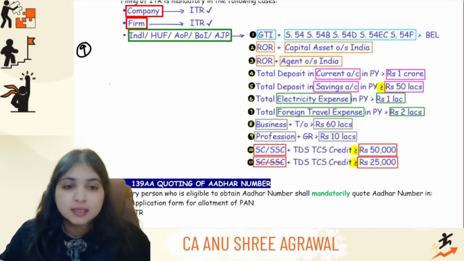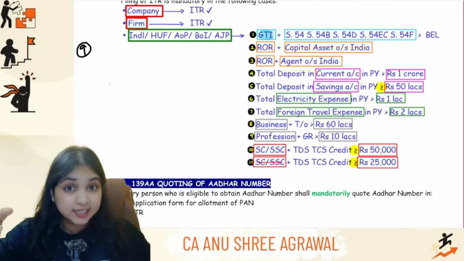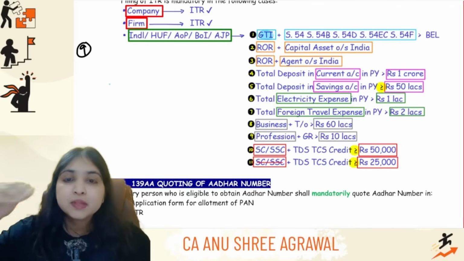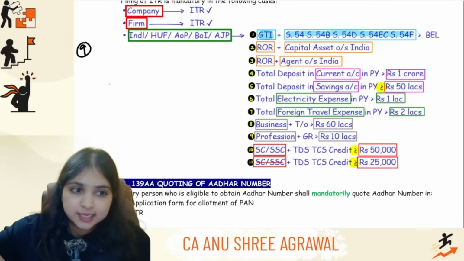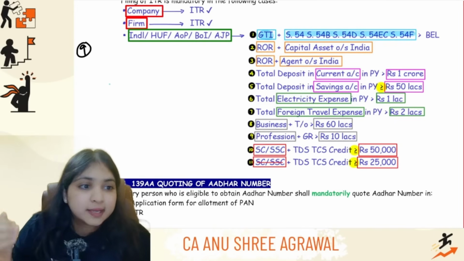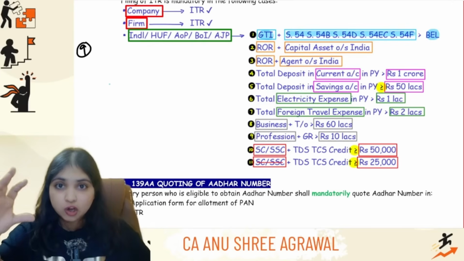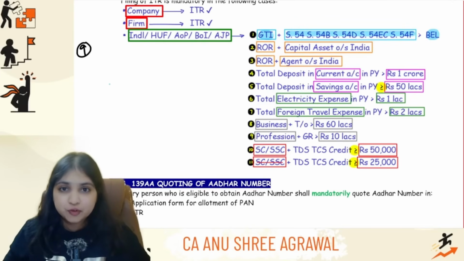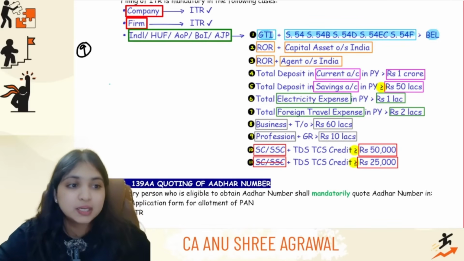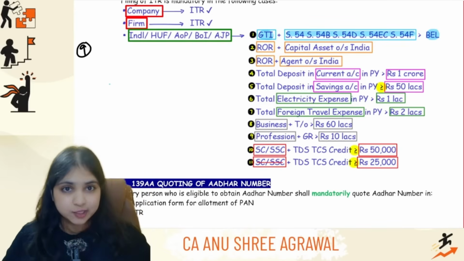The first situation, the GTI of the assessee. GTI, guys, not total income, GTI. GTI, add back the 54 series exemptions, find the total number. Is it more than the basic exemption limit? If yes, that assessee has to file ITR. Gross total income, add back the 54 series exemption, find the total income now. Is it more than the basic exemption limit? If it is more than the basic exemption limit, the assessee has to file ITR.